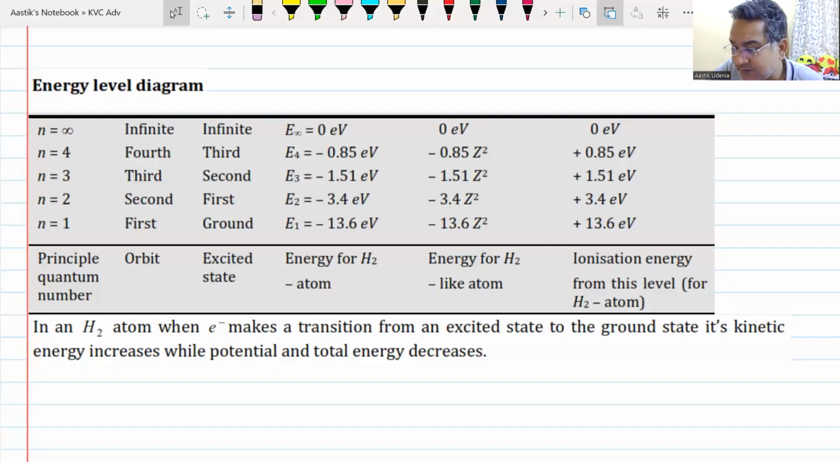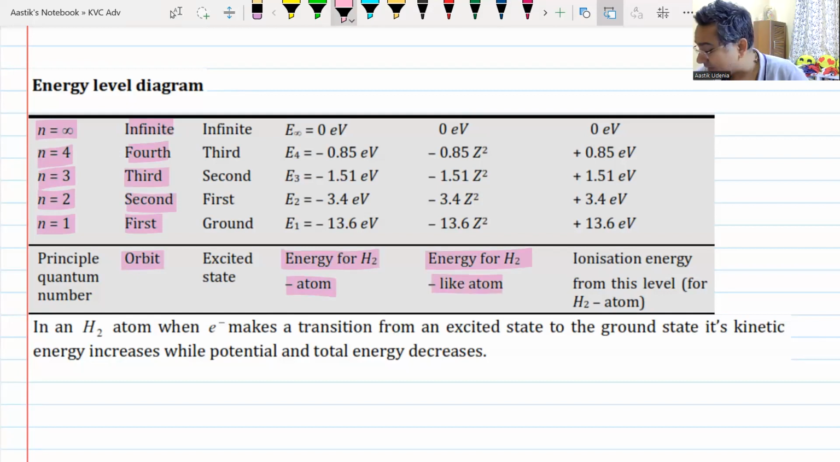Then we come across this simple diagram which tells us about the principal quantum number. Do we see it here? Yes. In terms of orbit, this is the first, this is the second, third, fourth, and so on. This is the energy of hydrogen atom. This is the energy for hydrogen-like atom multiplied by Z square. These are the ionization energy. I hope everything is clear. Yes or no? Yes. Just for you to understand how these things are. I'll give you 2 minutes to note this down if you want.